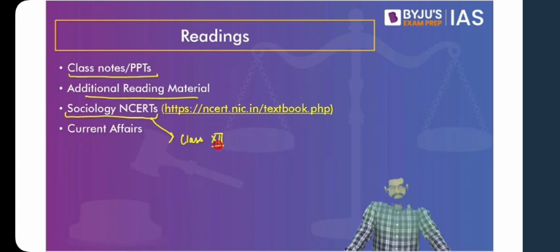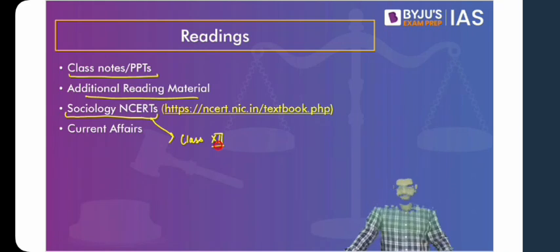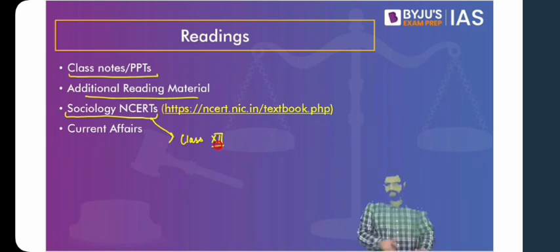For class 12 NCERT of sociology, you have 2 NCERTs. One talks about the basic understanding of Indian society, and the other one is directed more towards changes in Indian society. So these are 2 books from class 12 NCERTs that cover pretty much all the parts of the syllabus. Apart from that, your PPTs will be sufficient.